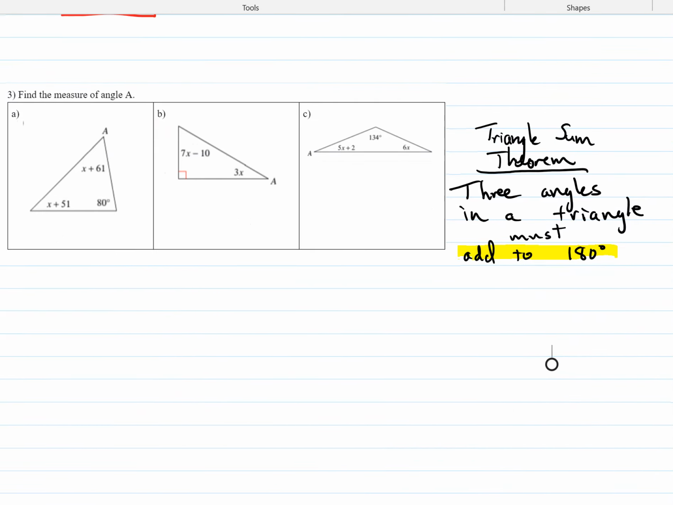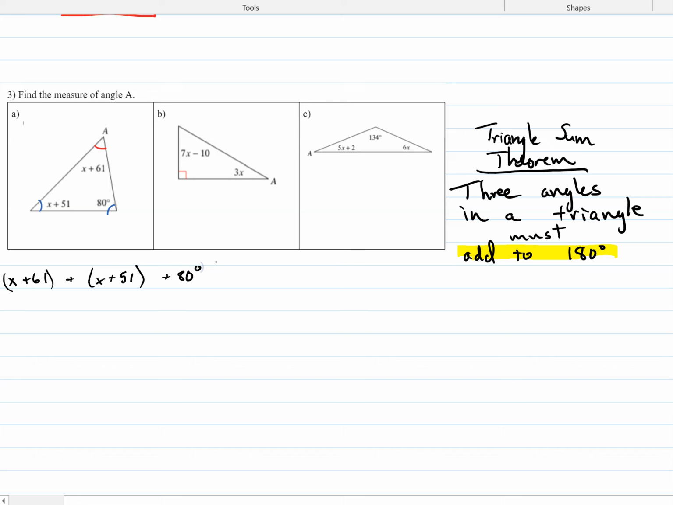Okay, looking at number 3. Find the measure of angle A. For this triangle, that's angle A. We're going to be using the triangle sum theorem again. 3 angles in a triangle must add to 180 degrees. So, looking at part A, there are 3 angles. This time, it's a little bit funny. The first angle, angle A, is x plus 61. The second angle is x plus 51. And the third angle is the only normal one, 80 degrees.